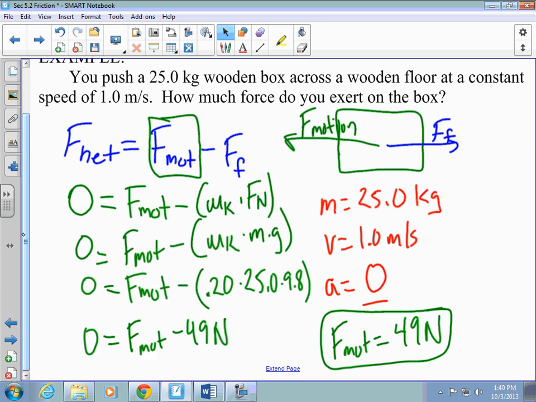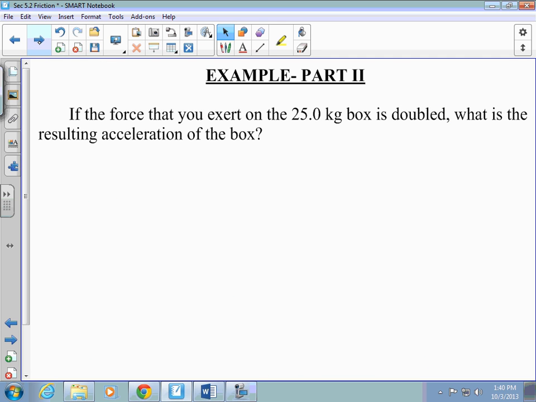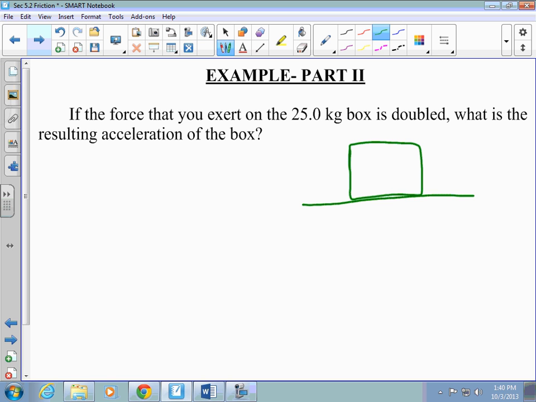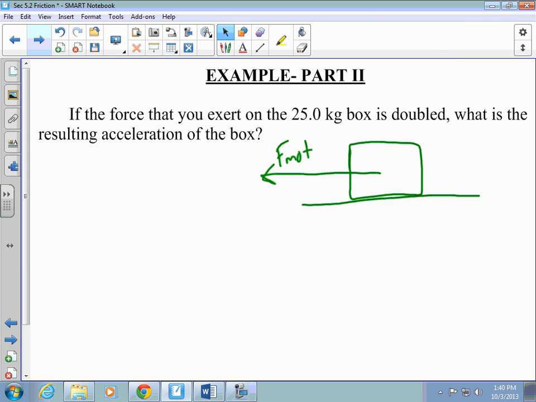So that's example 1. Example 2. We have the same exact thing going on. If I draw my box again on my wooden floor, I have two things going on. I have the force of my motion, and I have the force of friction. But here's the catch. It now says, if the force that you exert on a 25 kilogram box is doubled, what is the resulting acceleration of the box?